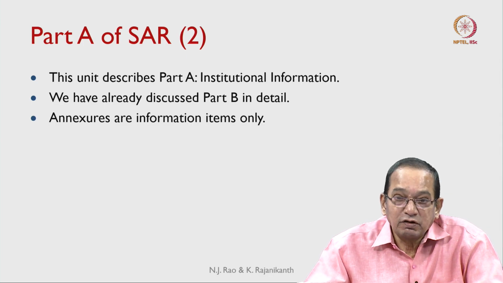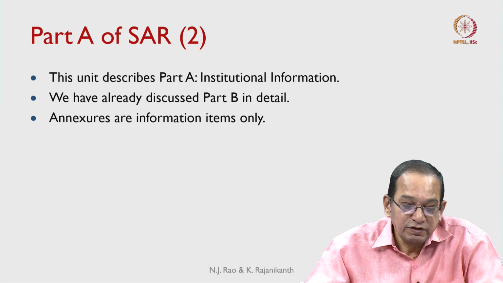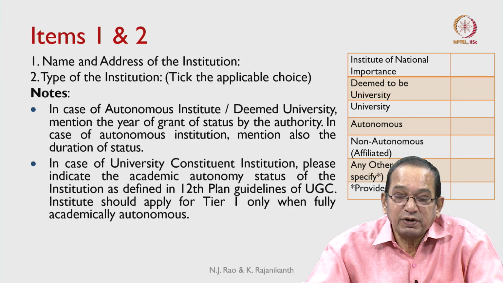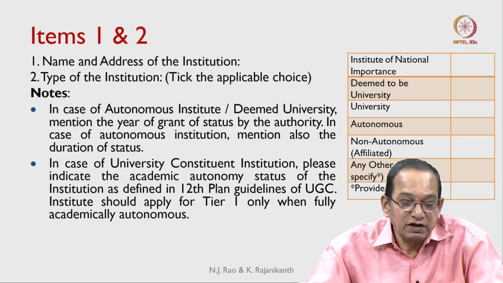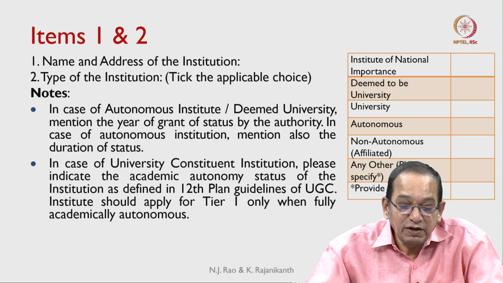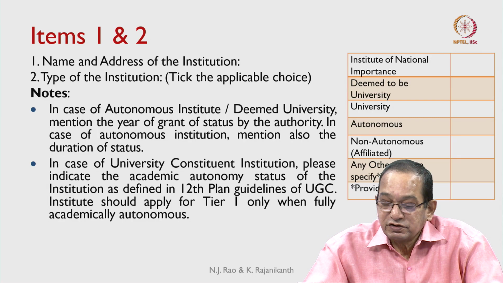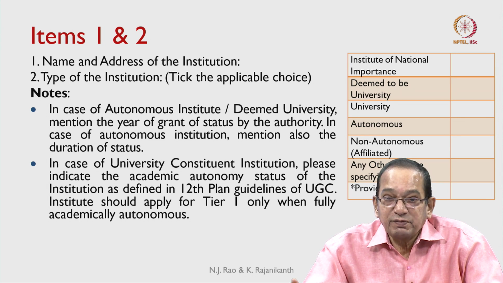The Part A of the SAR describes the information regarding the institution. We already have discussed Part B in detail and annexures are information items only. So, what are the items which come under the Part A of the SAR? Obviously, some basic information like name and address of the institution and the type of the institution. The type of the institution can be institute of national importance, deemed to be university or university or an autonomous institute. That means that it is an institute which perhaps is affiliated to university, but it has academic autonomy.